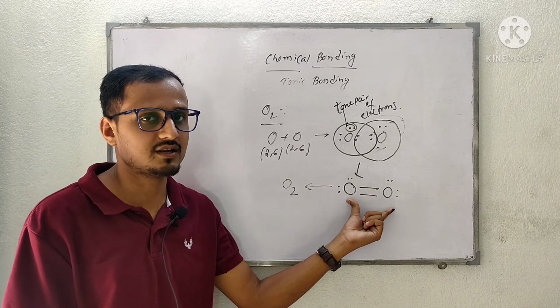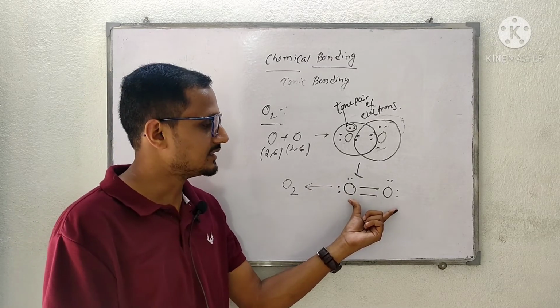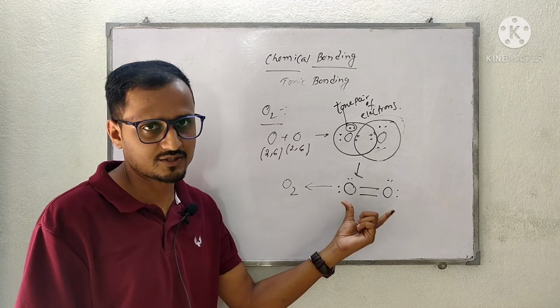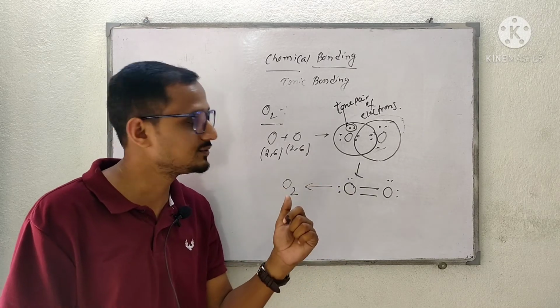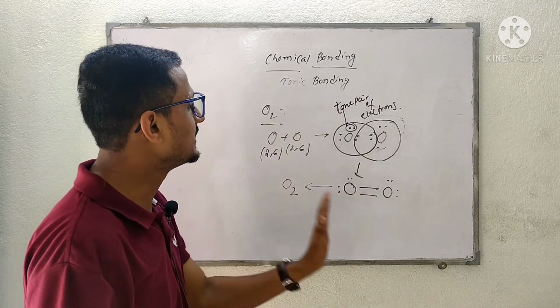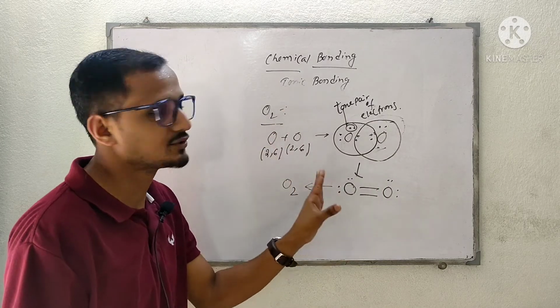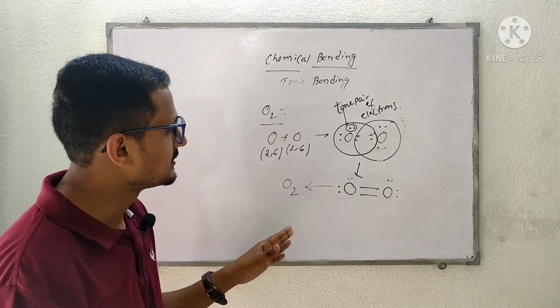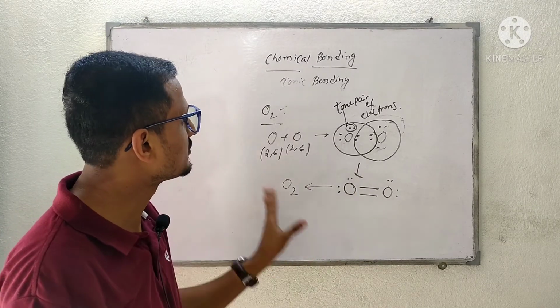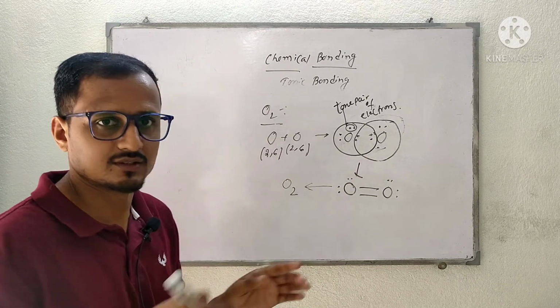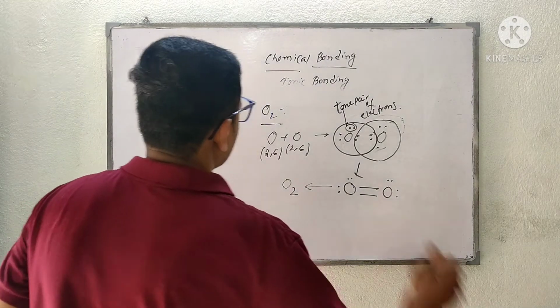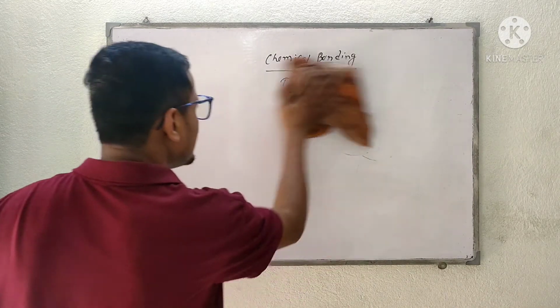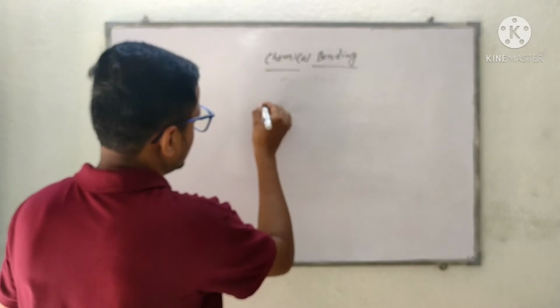This kind of question is coming actually. They can ask you how many lone pairs of electrons are in an oxygen molecule. In that case you have to draw the Lewis dot structure, that means the electron dot structure. So this is the electron dot structure of the oxygen molecule.